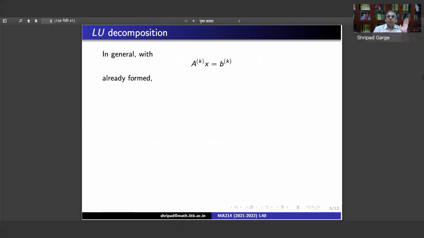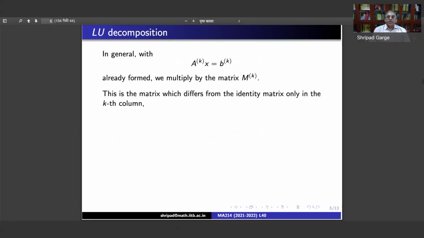In general, when we have formed AKX equal to BK, we multiply by the matrix MK. This again is the matrix which will differ from the identity matrix only in the kth column. For instance, if you were looking at M2, M2 would have something only below the diagonal of this second column. The first column will remain identity. It will have ones and zeros. We are not making any changes there.